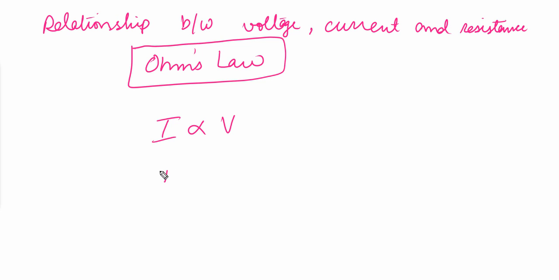So I will become equal to V over R. If we have more resistance, we will have less current flowing through that particular resistor. If we have less resistance, more current will pass through that particular resistor. So the relationship between the voltage, current and resistance is defined by Ohm's law, and it is V equals IR.